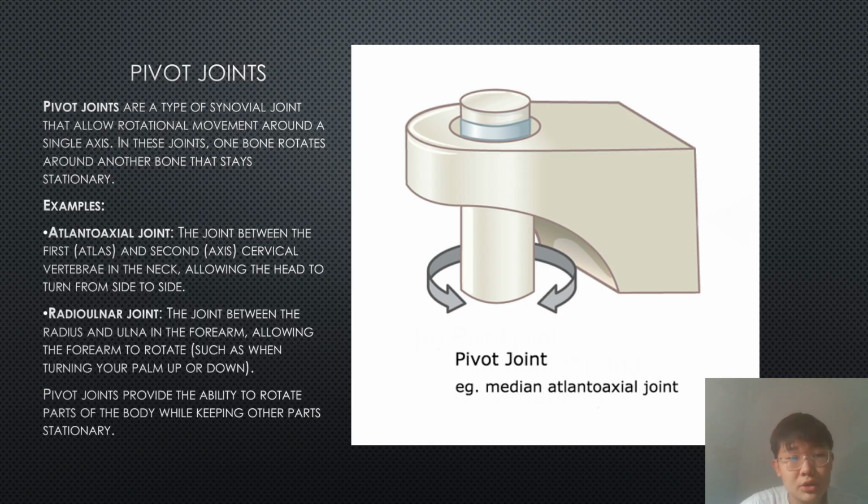Third one is pivot joint. Pivot joint allows rotation around a single axis. Example: joints between the cervical vertebrae, which allow the head to turn.